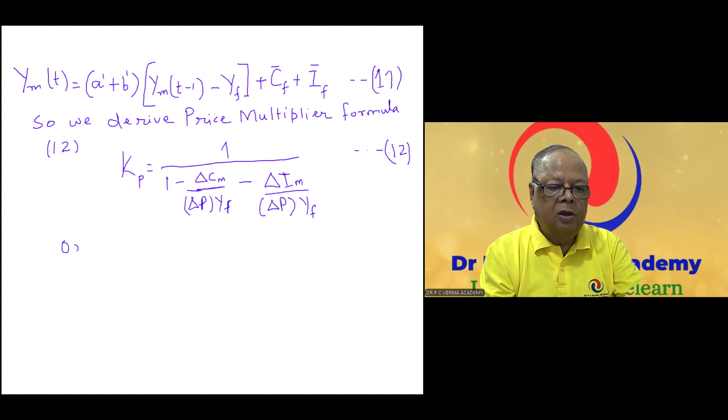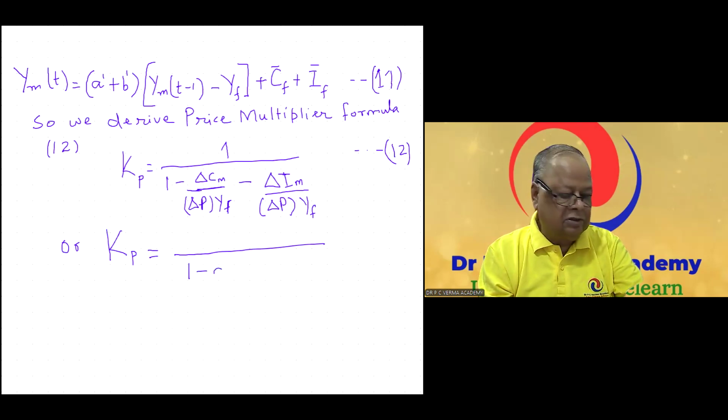Or Kp is equal to 1 minus A dash minus B dash, equal to 1.